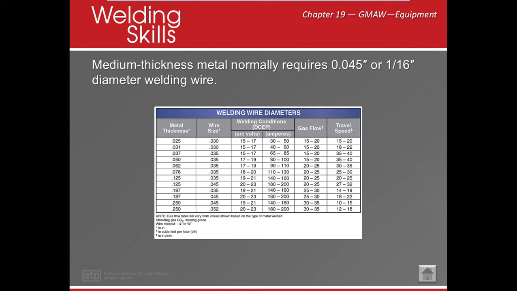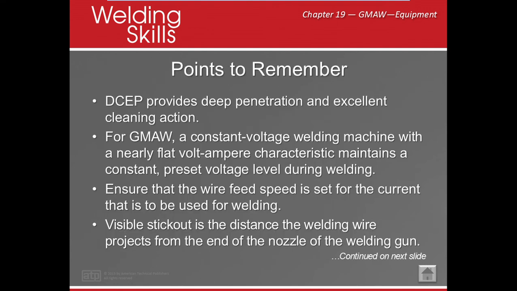Now, this is not an amperage knob on the machine, so how do we set amperage? Well, amperage and wire feed are together. So when we talk about amps with the wire feeder, it is relational to the wire feed speed. This doesn't mean we're setting it to 200 amps though. It's a percentage of the wire feed speed that relates to amps. All right, points to remember. DCEP provides deep penetration and excellent cleaning action. GMAW requires a CV, or constant voltage, welding machine.